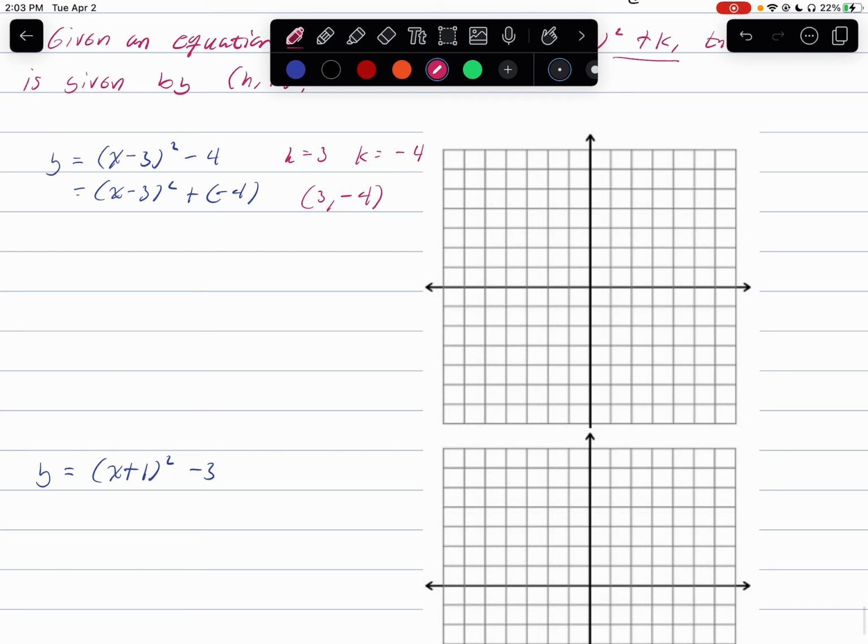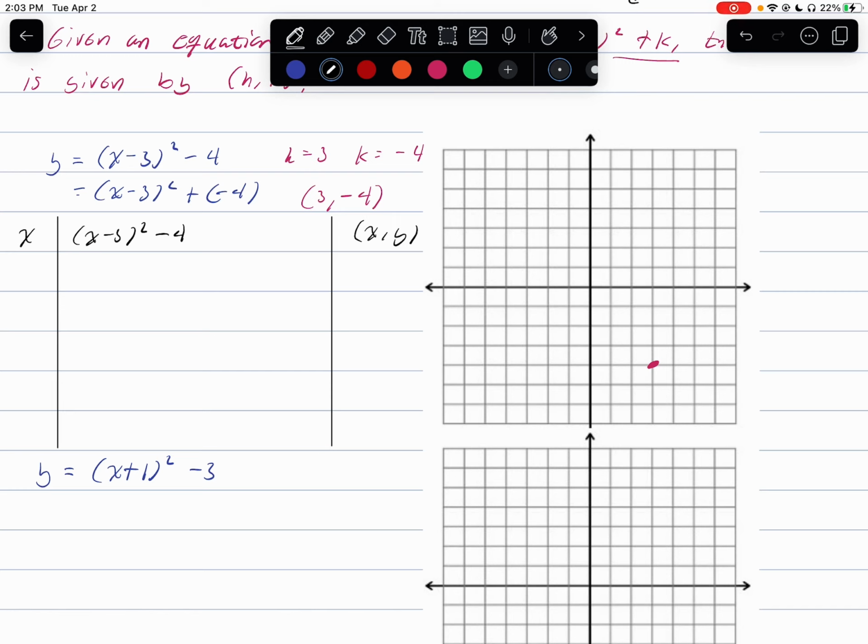That means we can go to the right 3 and we can go down 4, and our vertex is going to be right here. Now, if we want to figure out what this graph is going to look like, we need to plot some points. So we'll put x here, and (x minus 3) squared minus 4 here. Then our points are going to go here, so this will be x, y. The way to do this is to plot x values that are to the right and to the left of this vertex.